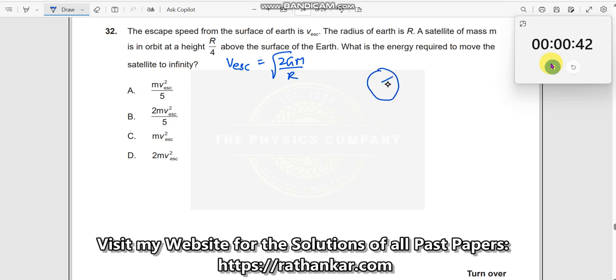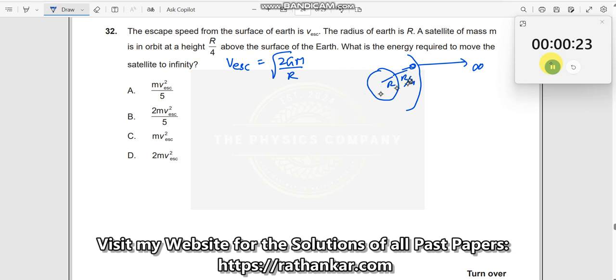So this is your radius R. From a height of R by 4, the satellite is present over here, orbiting like this. What is the energy required to move the satellite to infinity? How much energy do you need to supply so that it moves to infinity? So this was the question. Definitely from here you need to project it upwards with an escape velocity.